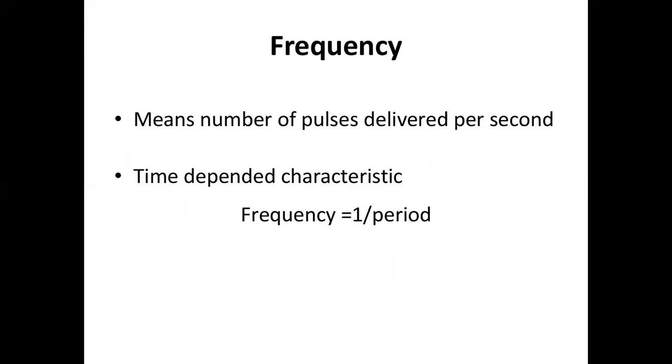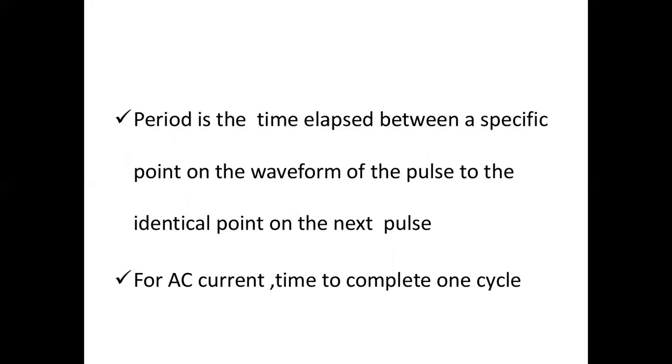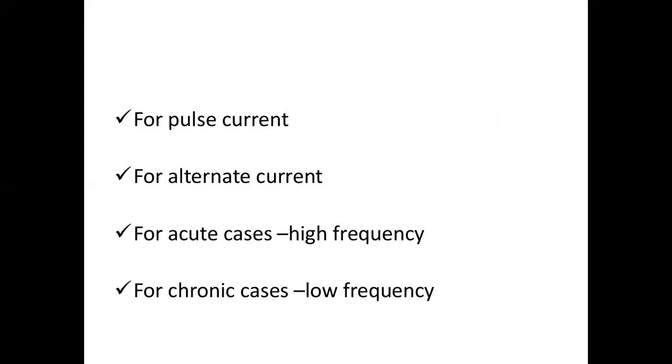Frequency means the number of pulses delivered per second. The time dependent characteristic: frequency equals 1 upon the period. The period is the time elapsed between a specific point on the waveform of the pulse to the identical point on the next pulse. For AC current, it is the time to complete one cycle. For acute cases, we use high frequency. For chronic cases, we use low frequency.